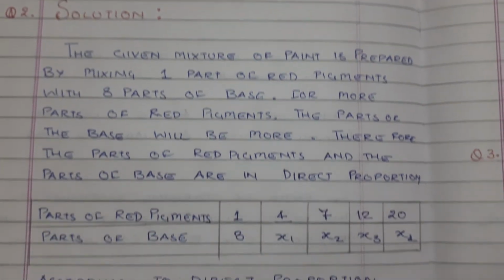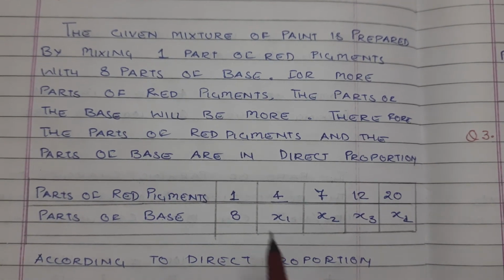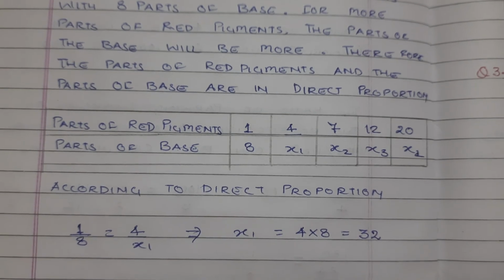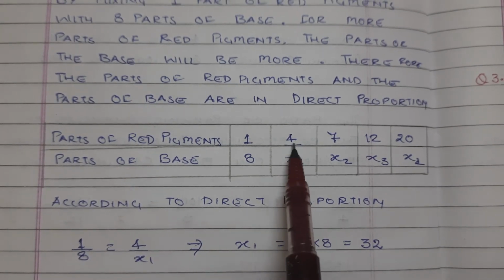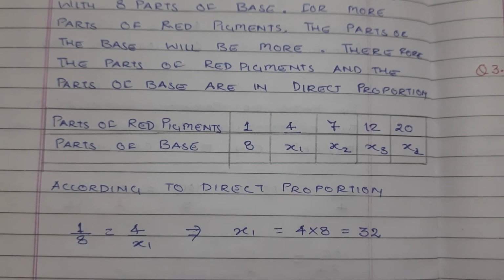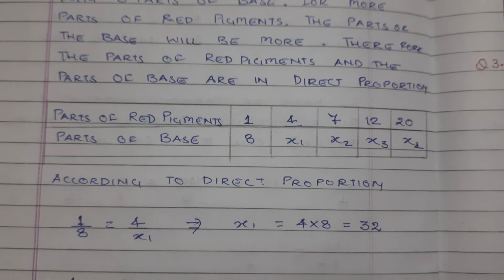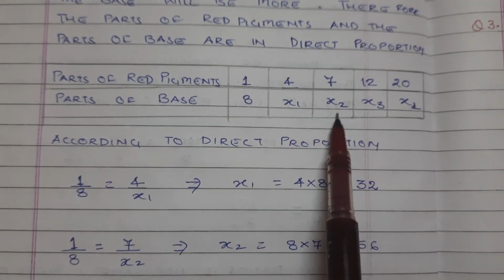So we will make the table here, and according to the direct proportion, what do we know? That the quantity x by y always remains constant. So we will apply the same logic here. So 1 by 8 will be equal to 4 by x1. We will transpose it and then we can find easily the value of x1. 4 into 8, that is 32. Likewise, we will proceed with 1 by 8 equal to 7 by x2.